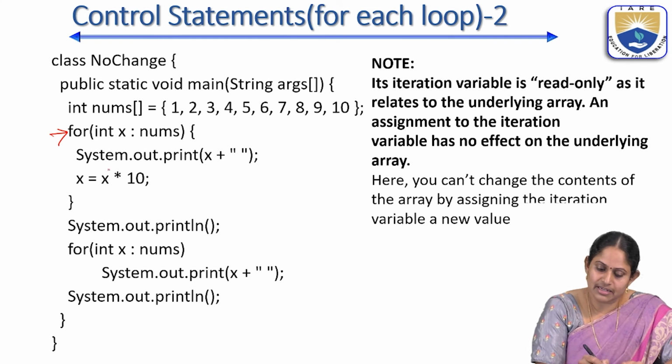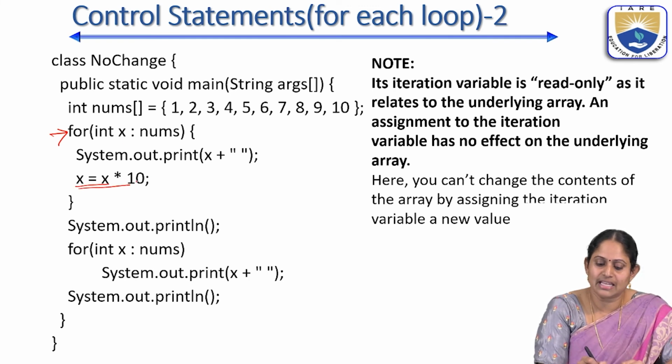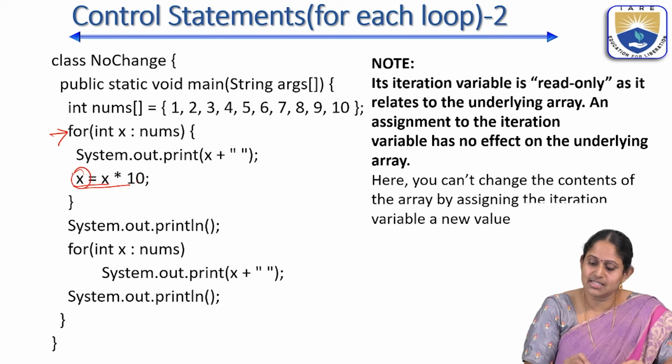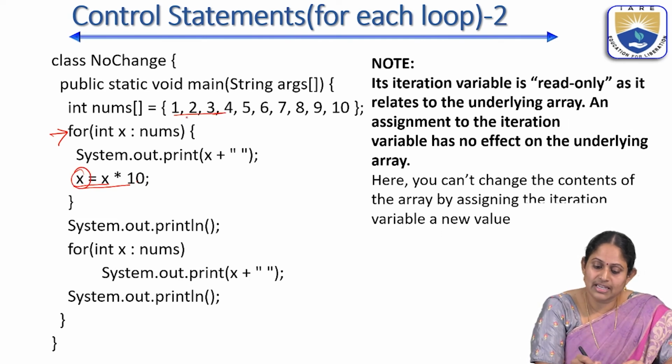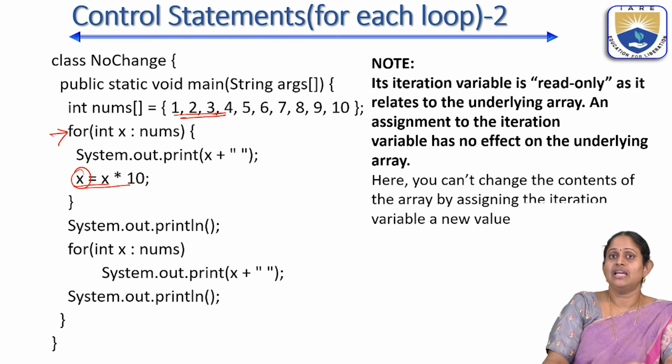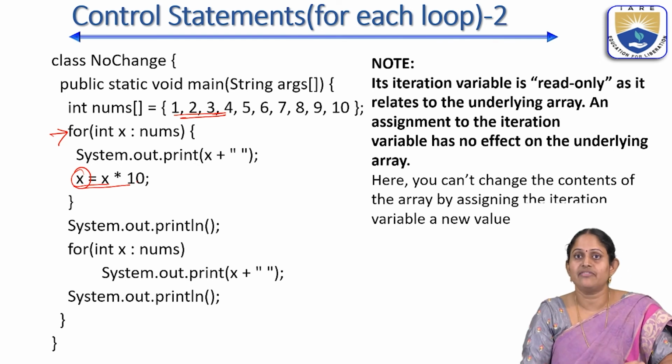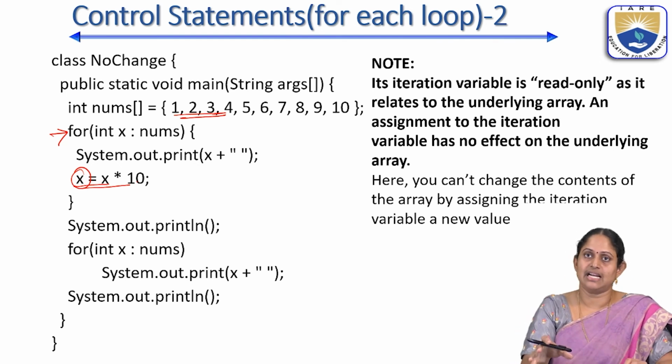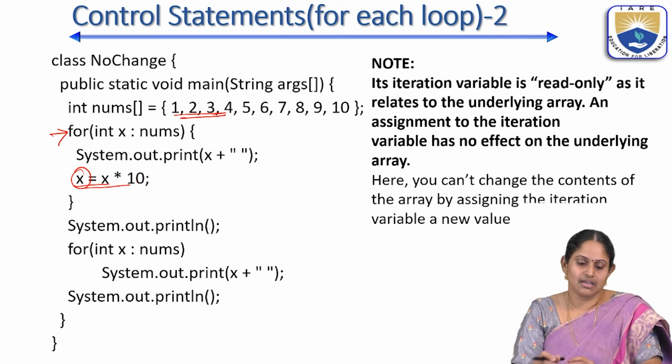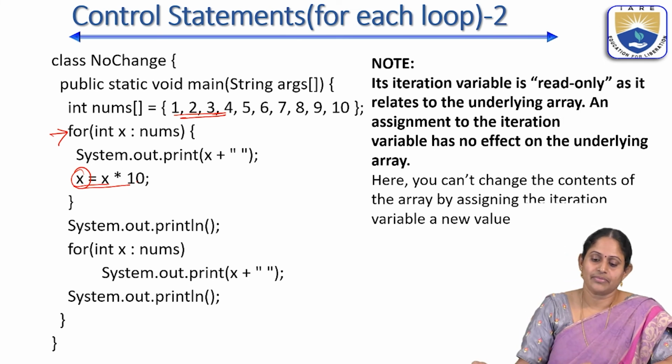We are retrieving the values, multiplying that value by 10 and storing it back. What happens here is that this value in the array cannot be changed. We cannot change the values of that collection. We cannot edit the collection using the for each loop.